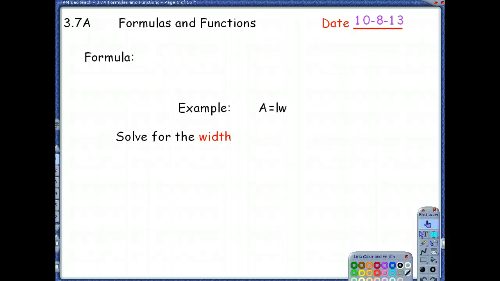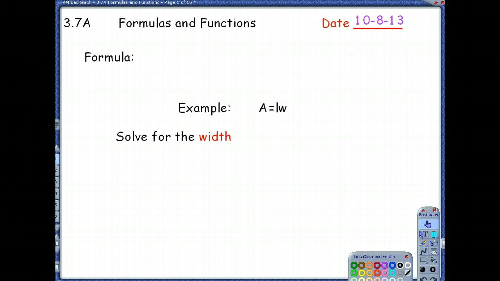Good morning, class. Today we are in section 3.7, starting a new section, and the section is called Formulas and Functions. A lot of times we refer to these as literal equations. Today we're going to be looking at problems that don't have so many numbers. It's going to be a lot of different variables.